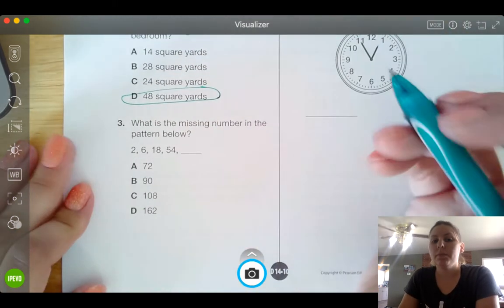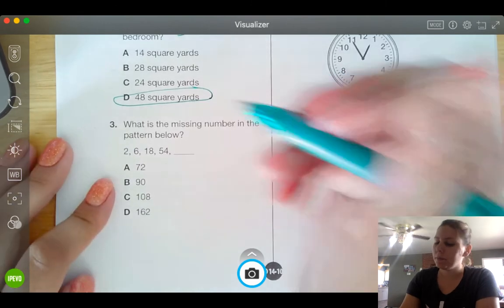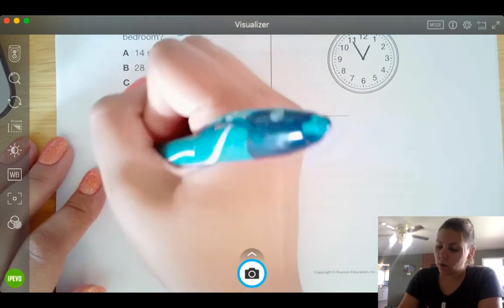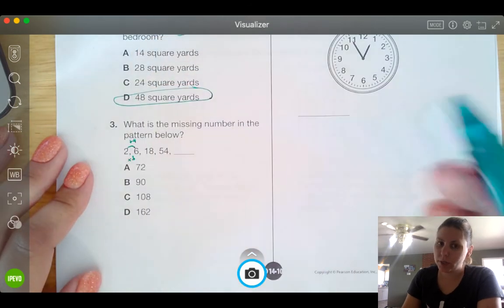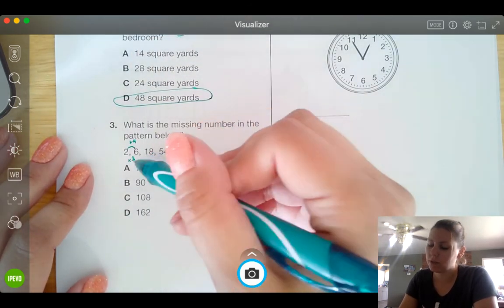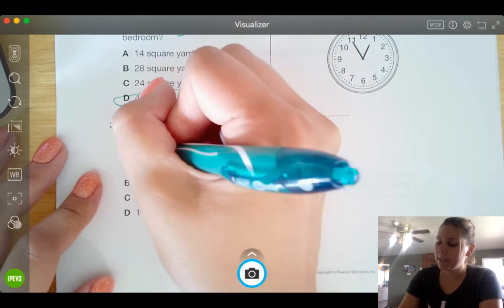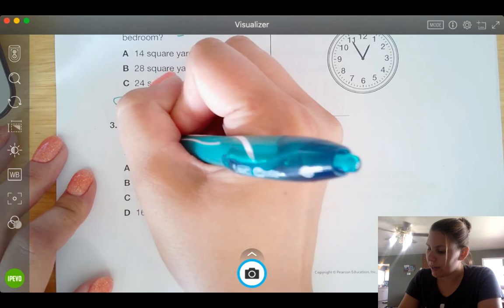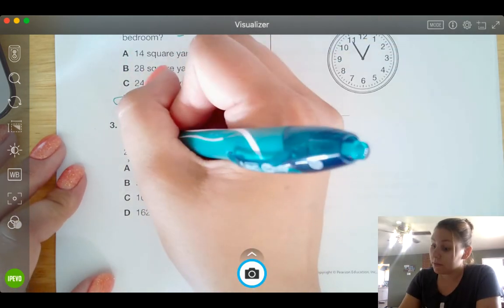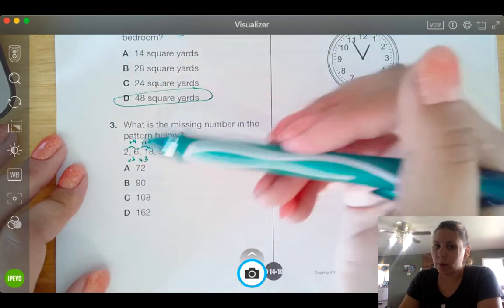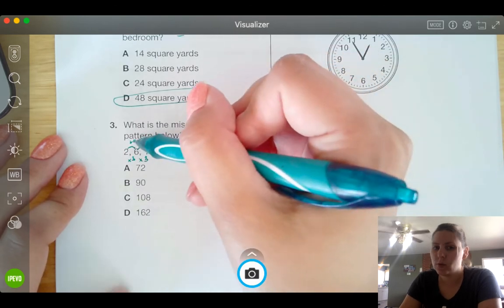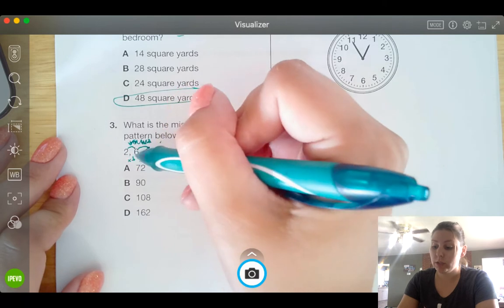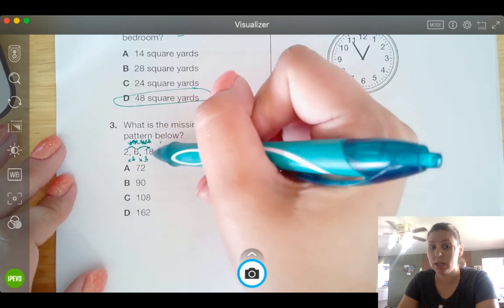Number 3, what's the missing number in the pattern below? To get from 2 to 6, I can either add 4 or multiply by 3, because 2 plus 4 is 6, and so is 2 times 3. Now to get from 6 to 18, I can multiply by 3, or I can add 12. Now, my pattern has to be the same, so 4 and 12 are different. I know I'm not adding, but I multiplied by 3 to get here, multiplied by 3 to get here.